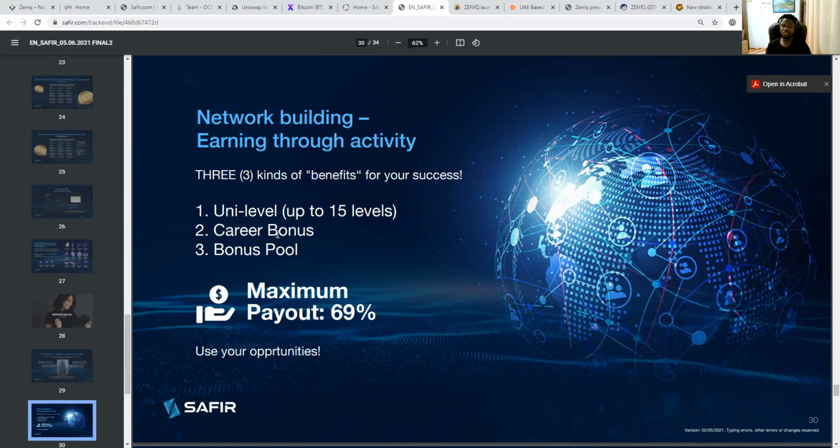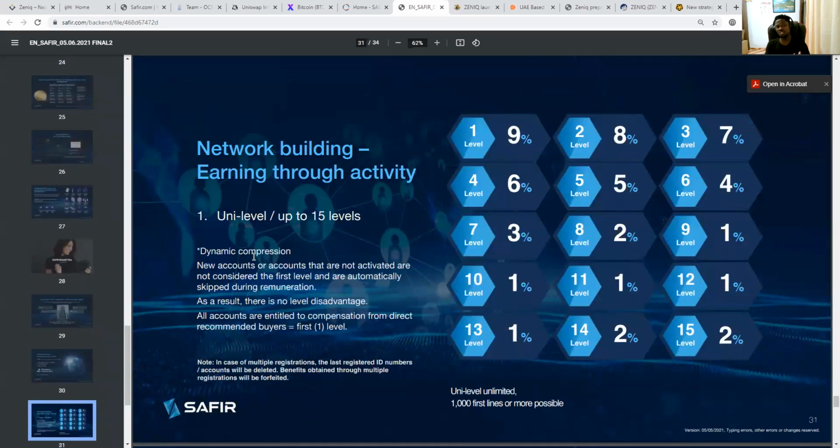The career bonus is something where, as you are helping the firm, they rate you, and as they rate you, they give you extra bonuses. And there's also the bonus pool, which is the global sharing pool. And of course, this is how the unilevel to the 15th level structure works.